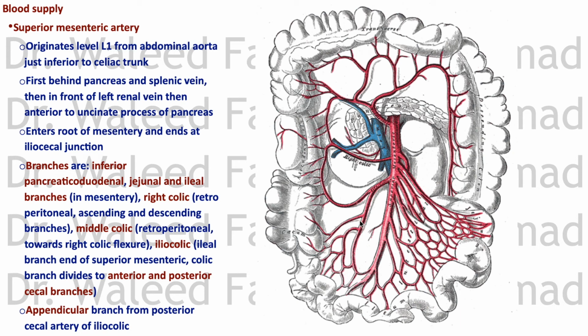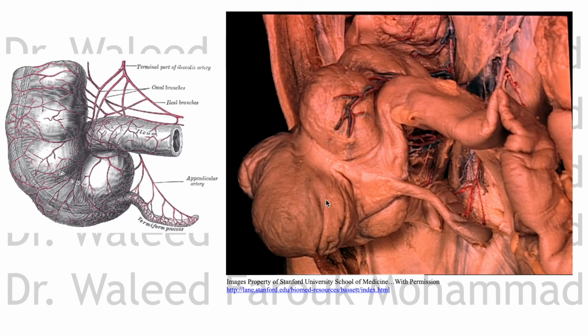Okay, and the colic or cecal branch divides into anterior and posterior branches to cover the surfaces of the cecum. The posterior cecal branch is the one that gives the appendicular artery that supplies the appendix and runs in the free border of the mesoappendix. As you see here, this is the appendix.